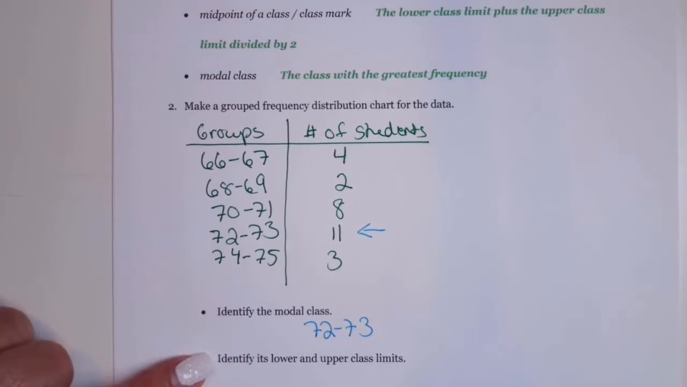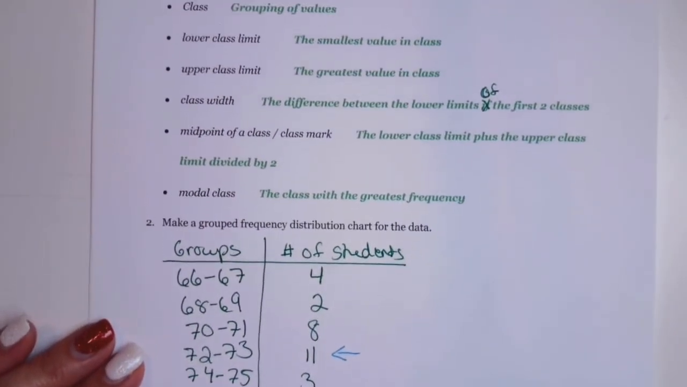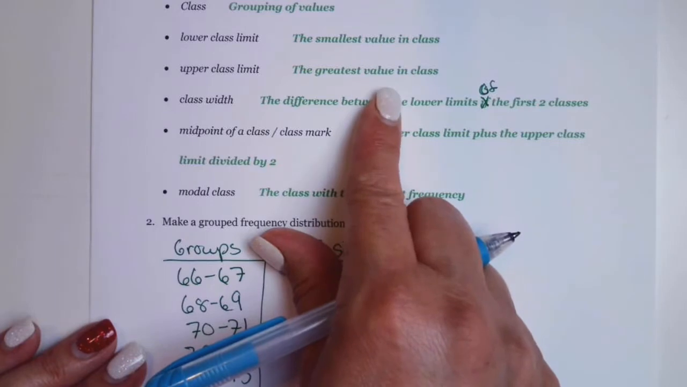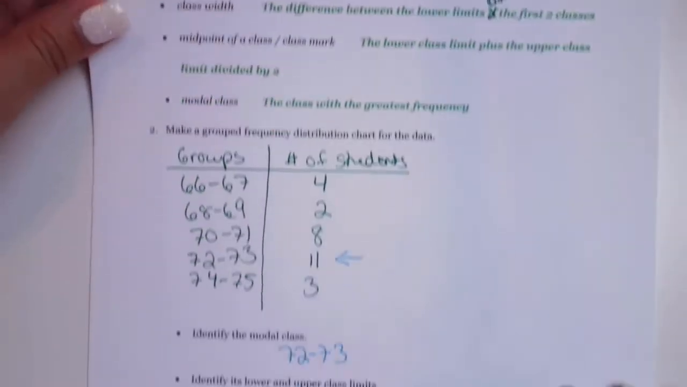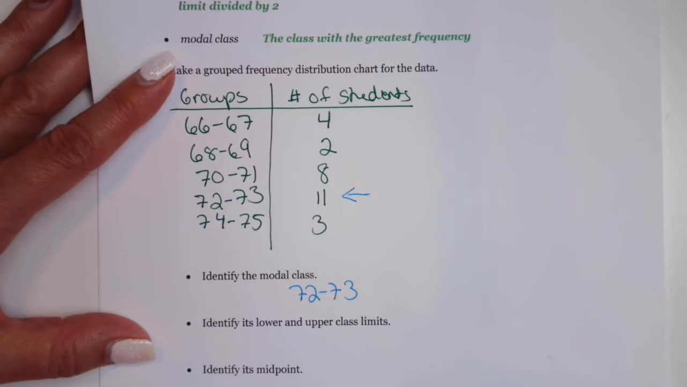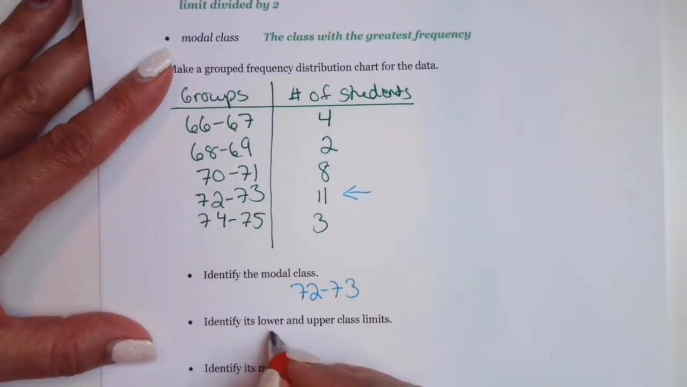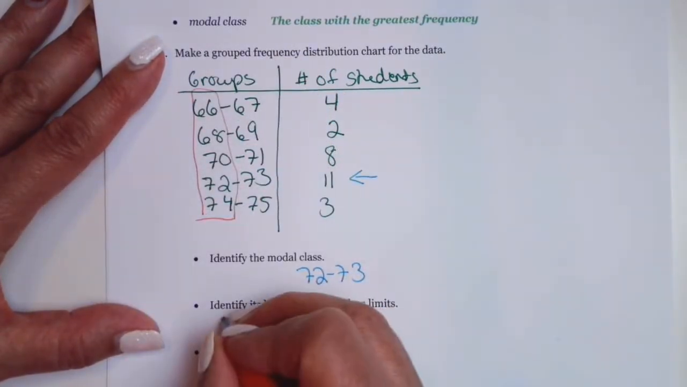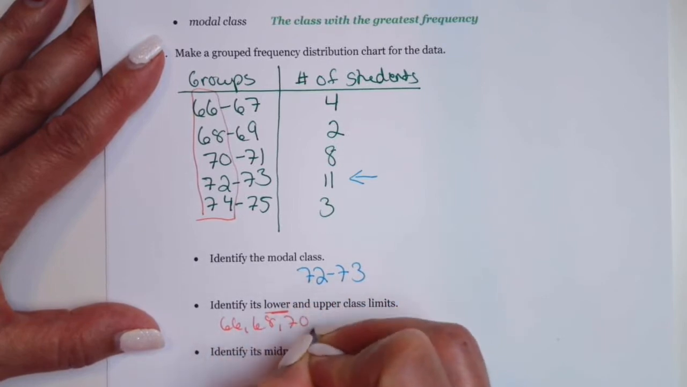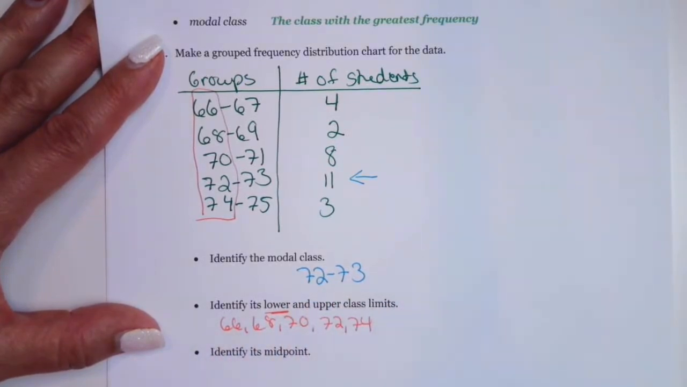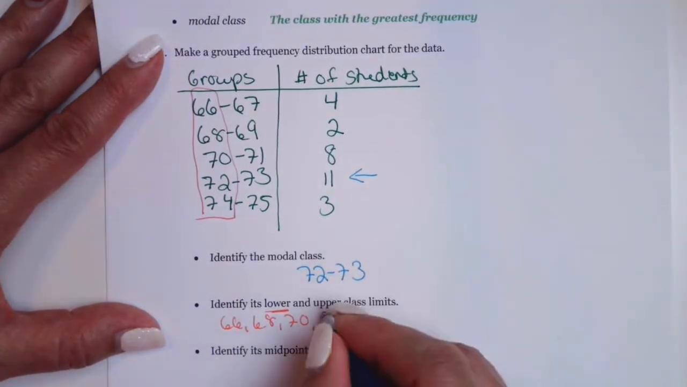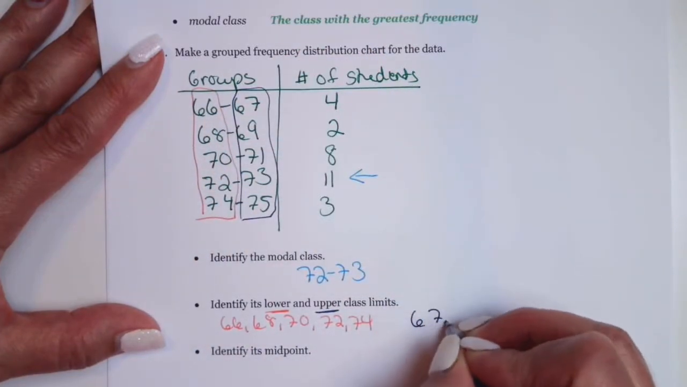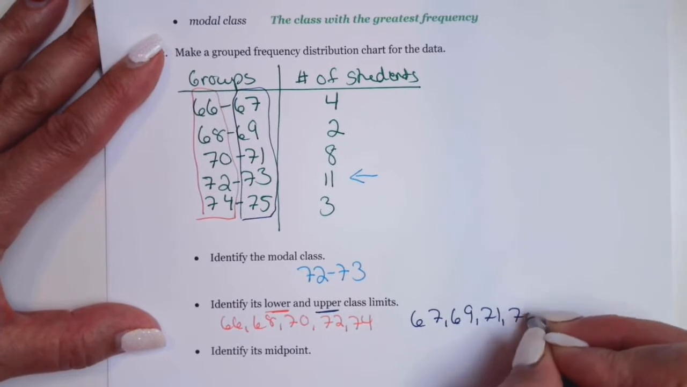Next, we need to identify its lower and upper class limits. The lower class limit is the smallest value in the class, and the upper class limit is the greatest value in the class. Our lower class limits are these ones here: 66, 68, 70, 72, and 74. Our upper class limits are over here: 67, 69, 71, 73, and 75.